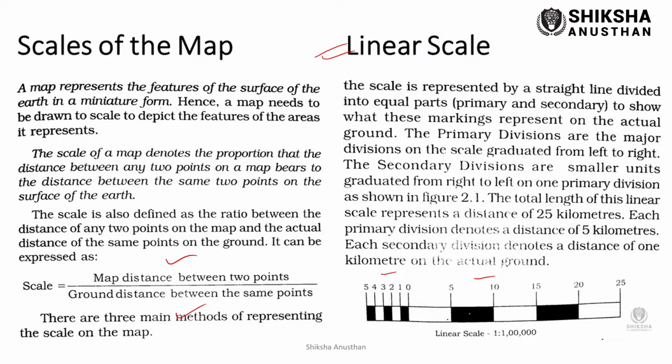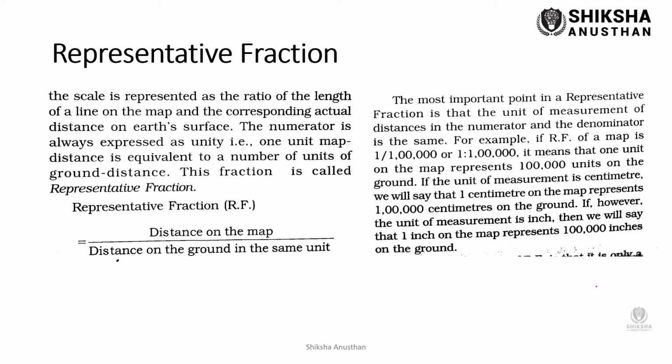So this scale gives a proportion of 1 is to 1 lakh, which means 1 centimeter here on the map is equal to 1 kilometer on the ground. Then coming to the second scale, that is the representative fraction or RF scale. This scale is represented as the ratio of the length of the line on the map and the corresponding actual distance on the earth surface.